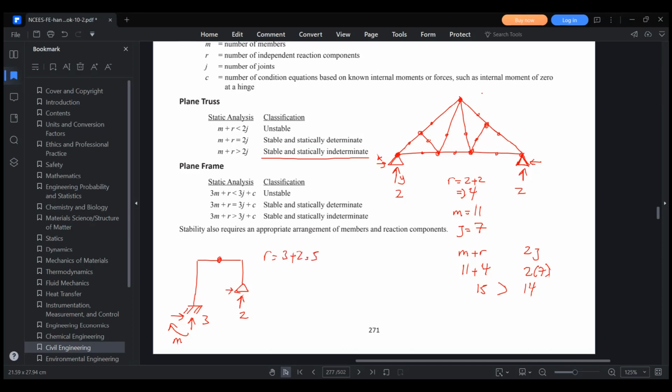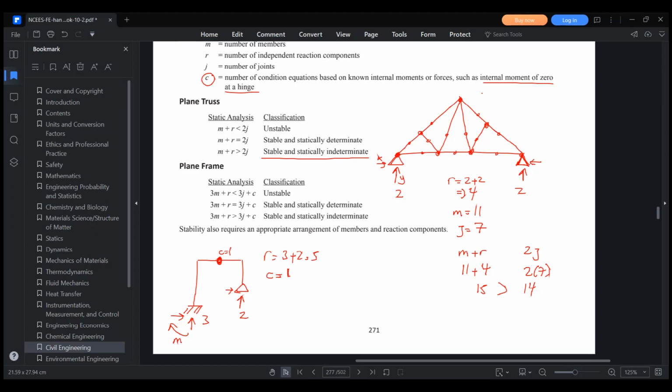Let's put a hinge here, because in frames they want you to look at the number of internal moments of zero, like at a hinge. So special condition, let's say it. So c equals 1, we have only one hinge. So after counting the number of hinges, let's say if we have 3, write 3, of course. But after that, you just ignore that you have any hinge.